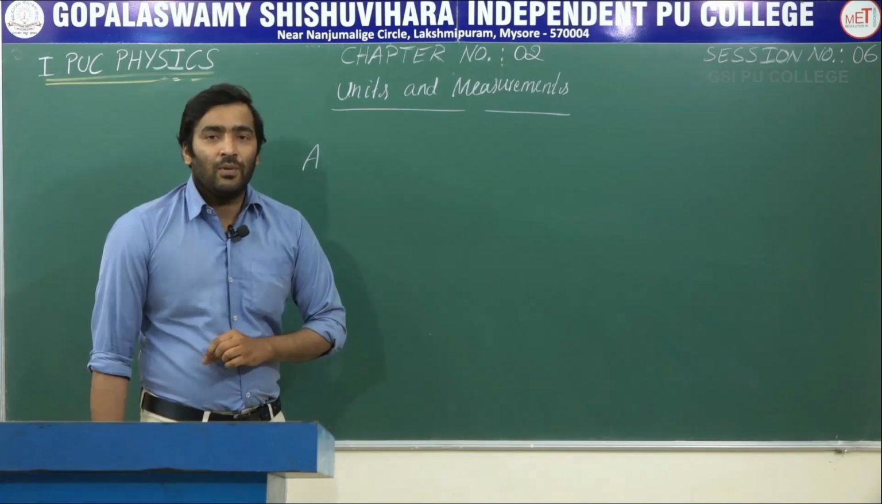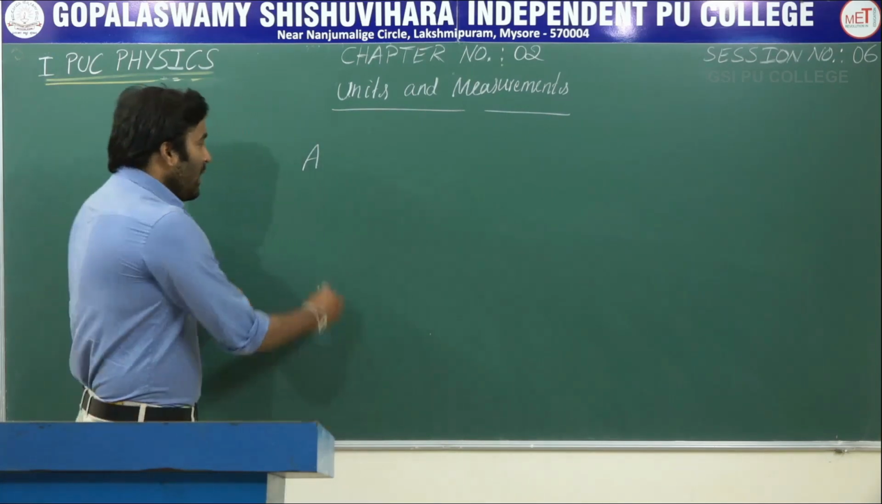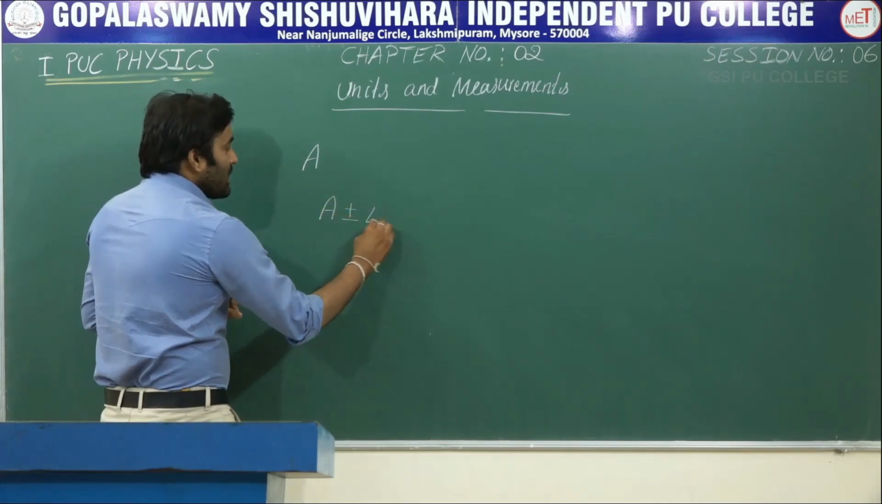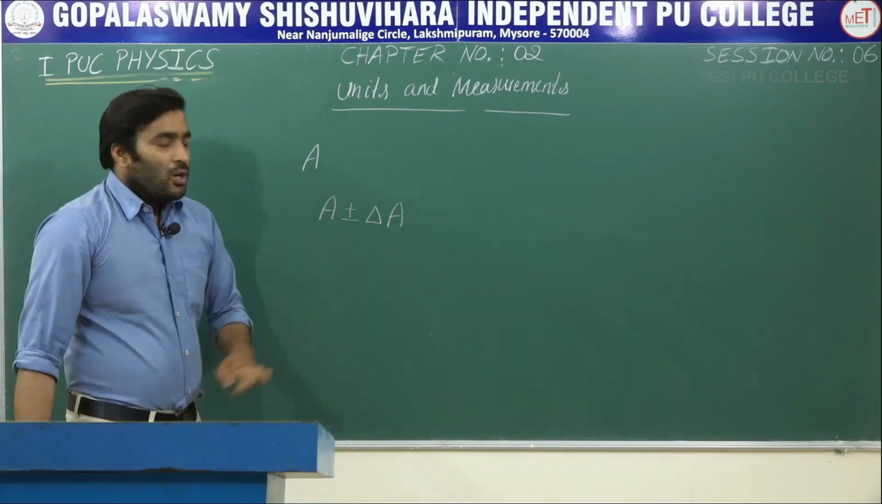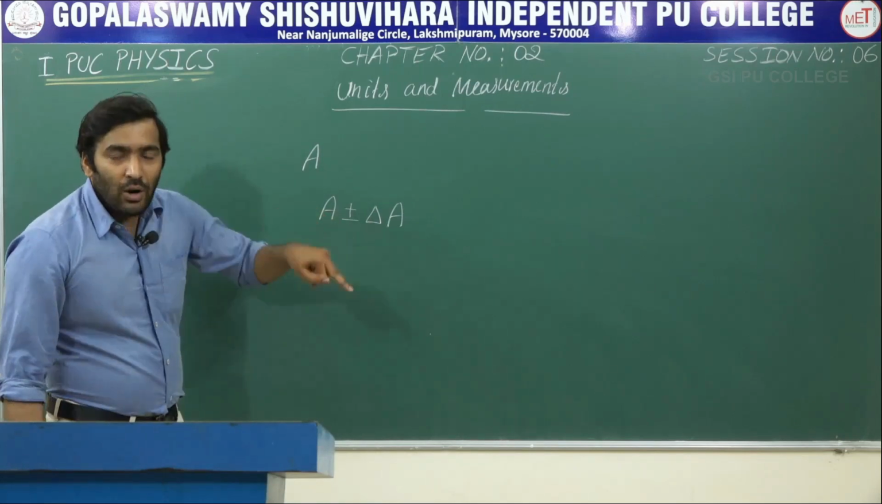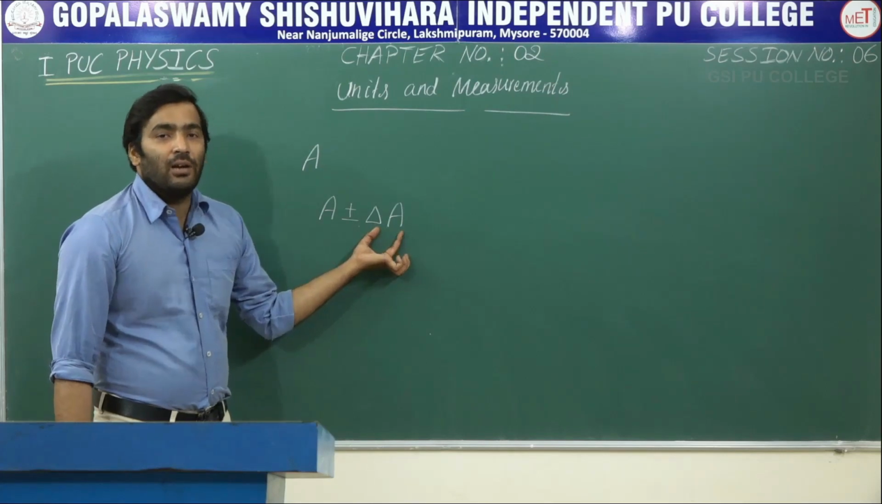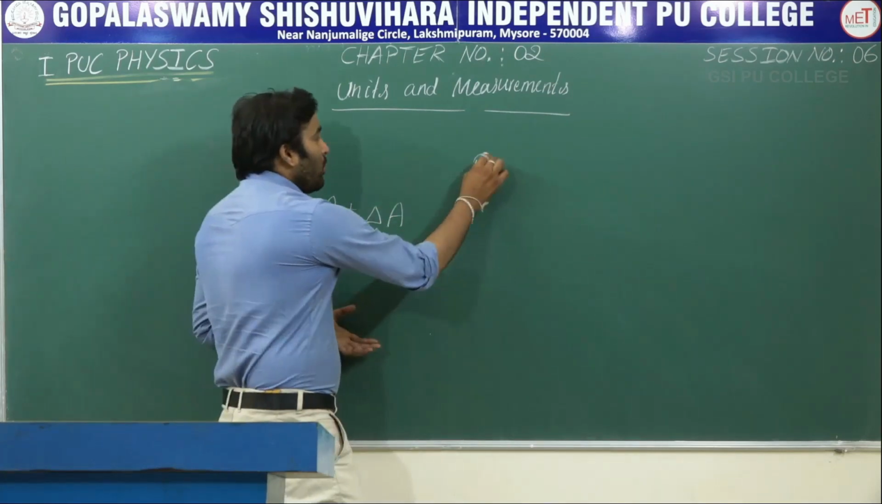When we make any measurement, the general representation is A plus or minus delta A. Correct? You know that A is the true value of a quantity and this delta A is known as the absolute error. Somewhere we have one more quantity B.